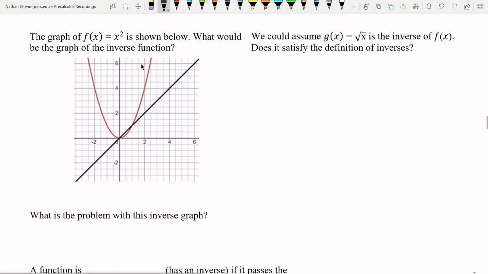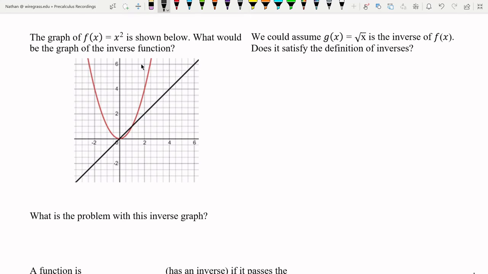Now, this is the graph of x squared. And the question is, what would the inverse graph look like? Well, if we graph this thing, the inverse is going to look something like this, and go down like this, something like that. And what is the problem with this inverse graph? Well, the main problem is that it does not pass the vertical line test. So this is not a function, and we want to work with functions.